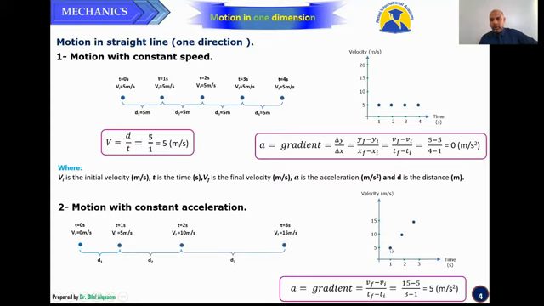To find the gradient or the slope, we choose 2 points, this one and this one, for example. So the final velocity is 15. Initial velocity is 5. 15 minus 5 is 10. The final time is 3. The initial time is 1. So 3 minus 1. 10 divided by 2 is 5 meters per second squared. So the acceleration is 5 meters per second squared, which means that the velocity is increasing by 5 meters per second every 1 second.